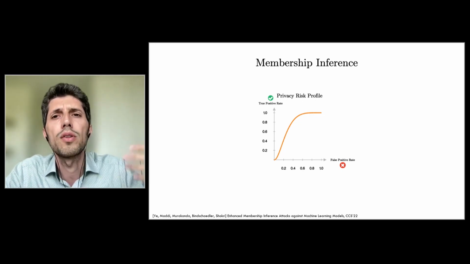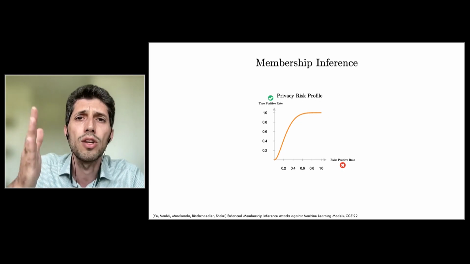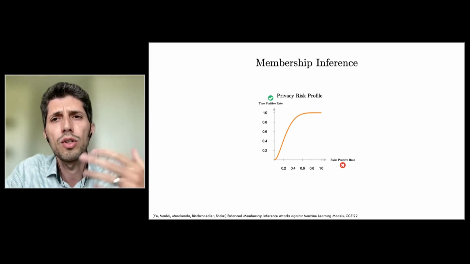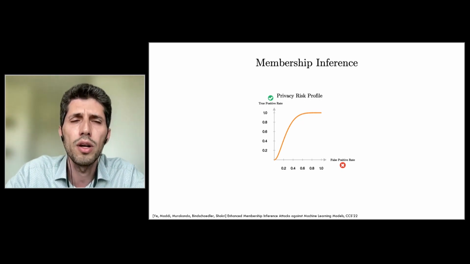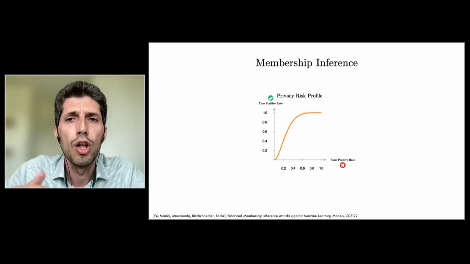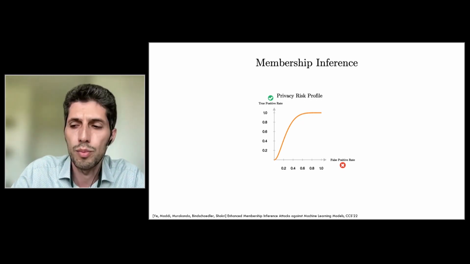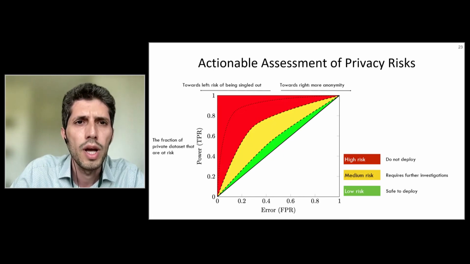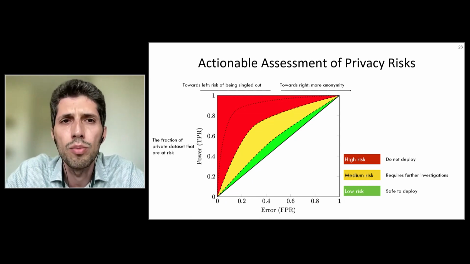Every point on that risk profile says there exists one adversary that would be able to recover this fraction of the training data, the personal data, but at the same time is going to make some error. What is the recovery? What fraction of the training data he could identify? What is the error? How many non-members of the training data he falsely thought were members? These two together reflect the privacy risk of the algorithm, and this enables us to do a very nice and actionable assessment of the privacy risk.